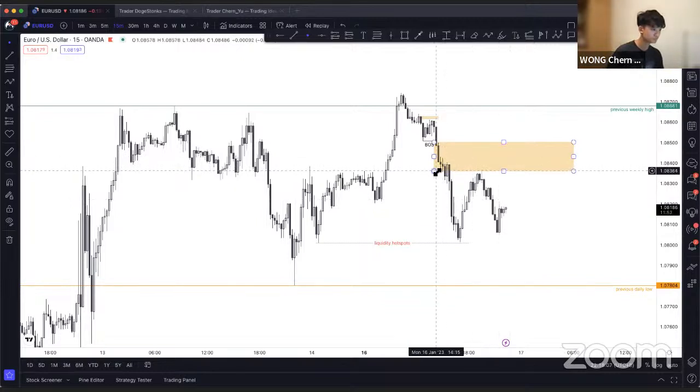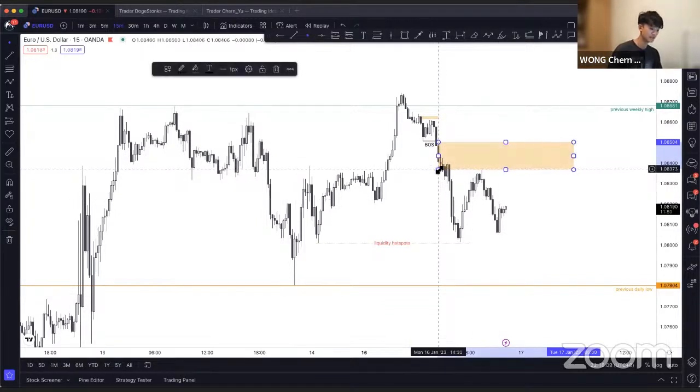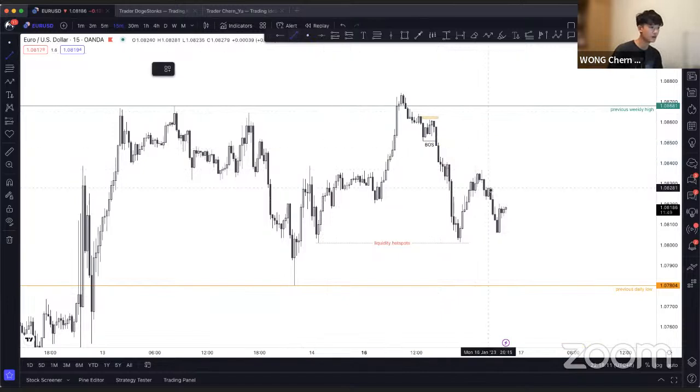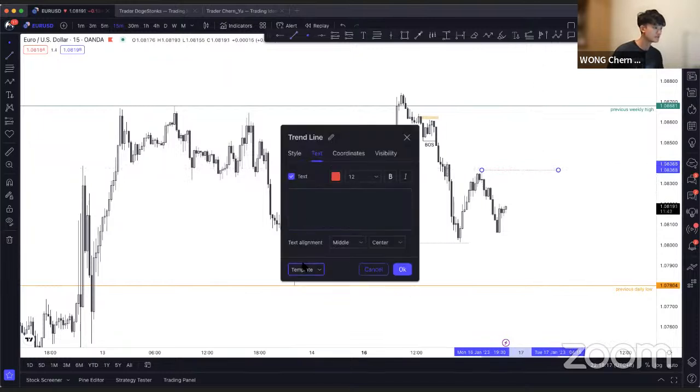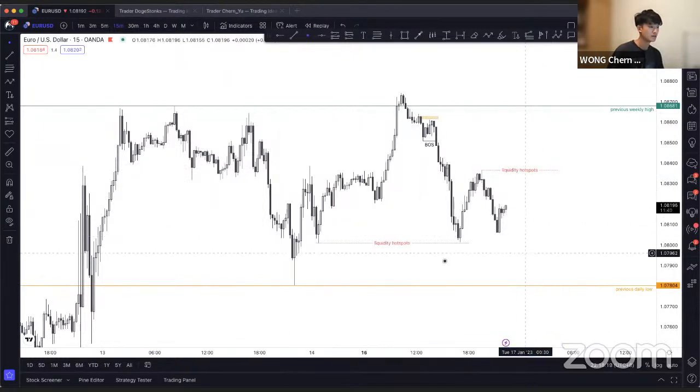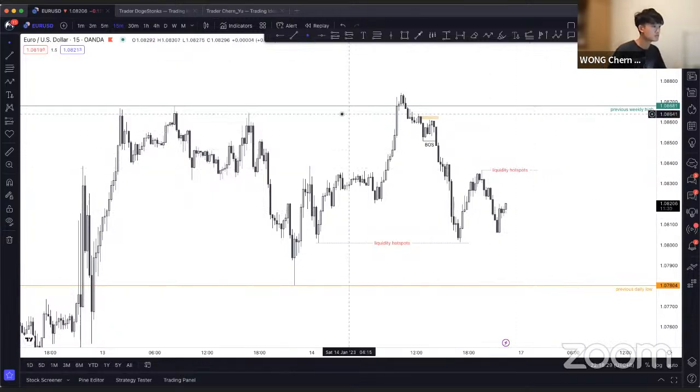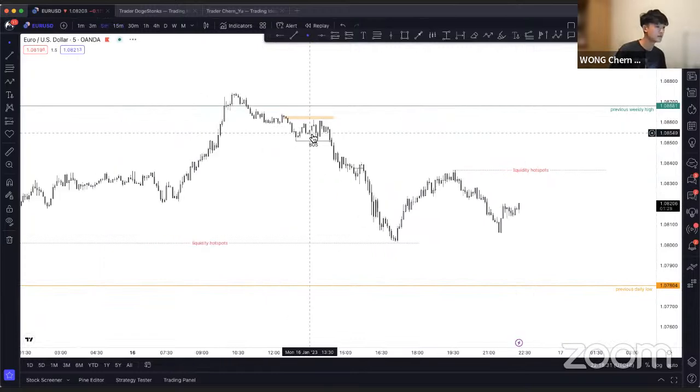Okay, so as I've marked out, as I've mentioned, this area here of this high here could potentially get tapped out and cleared before moving in a certain direction. Okay, and this area too, there are 2 areas of liquidity hotspots that we are currently eyeing over here, guys. All right, so let's go down to the smaller time frame. Let's talk about the 5 minutes time frame, guys.